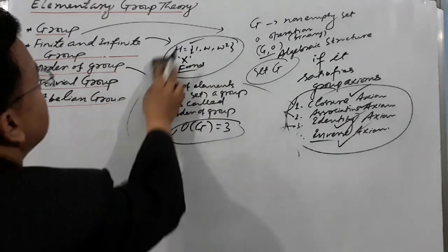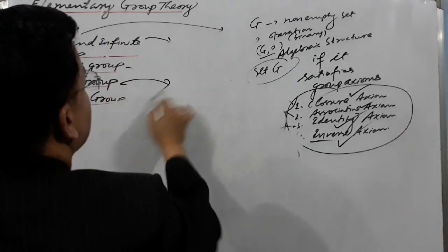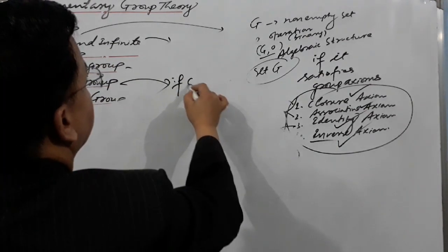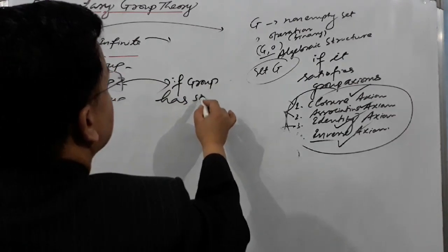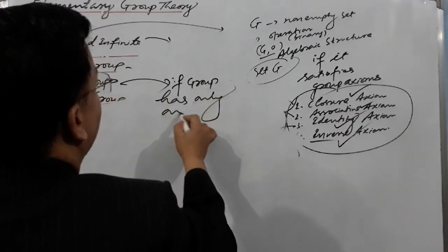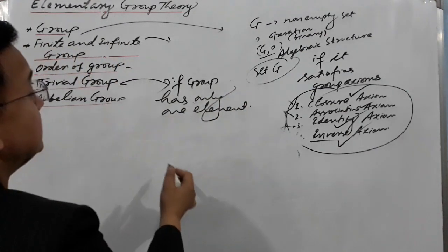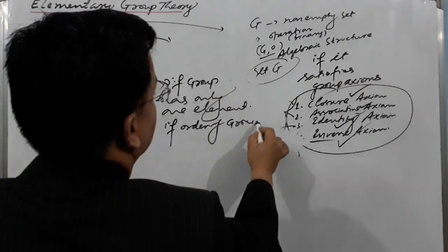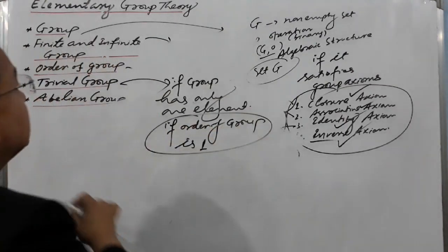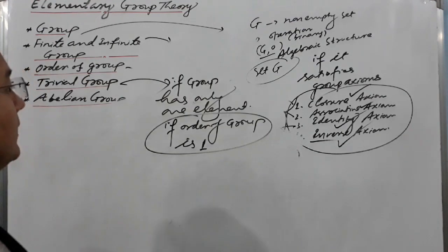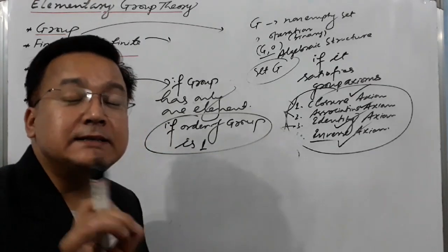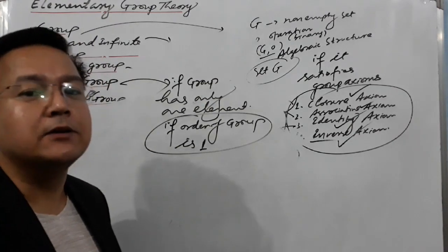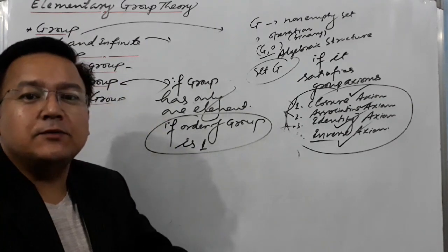Now I'm going to tell you the trivial group. A group is said to be a trivial group if the group has only one element. In another sense, we can say if the order of the group is 1. A group is said to be a trivial group if it has only one element, or you can say if the order of the group is 1. One means only one element, right?